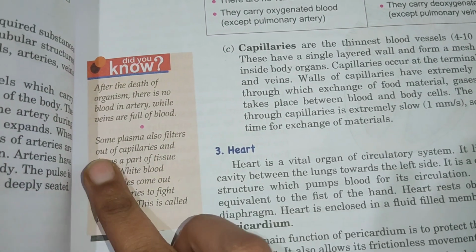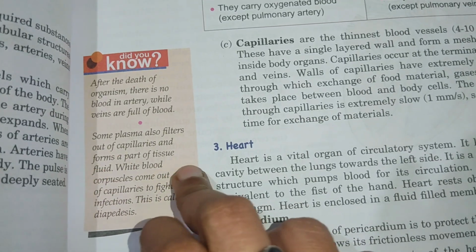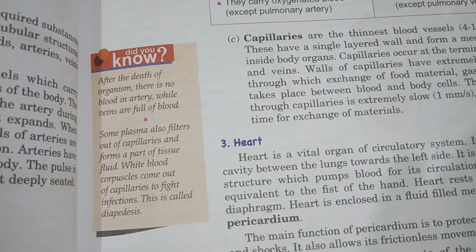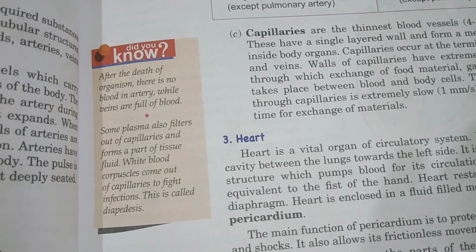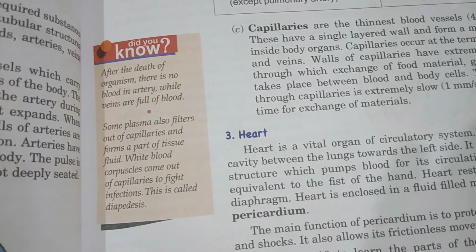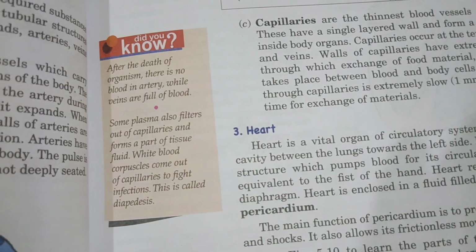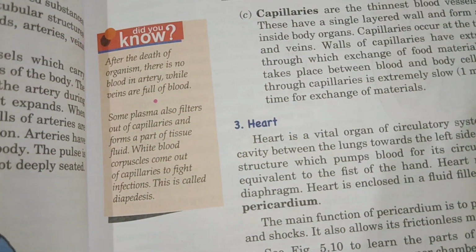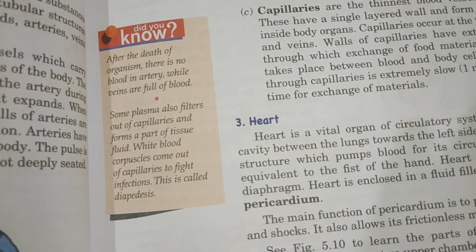Some plasma also filters out of capillaries and forms a part of tissue fluid. White blood corpuscles come out of the capillaries to fight infections. We know that when any infection happens, a white fluid comes outside from the capillaries to avoid that infection. This is called diapedesis.